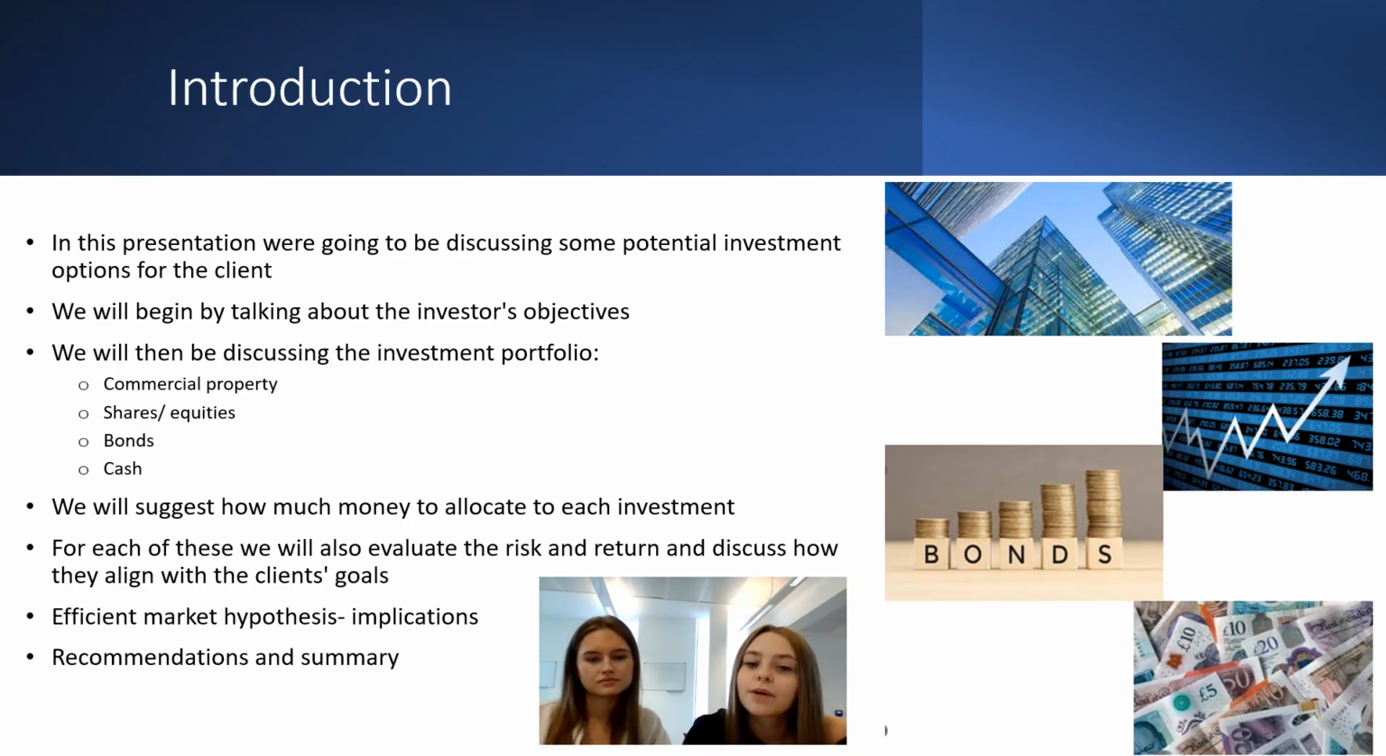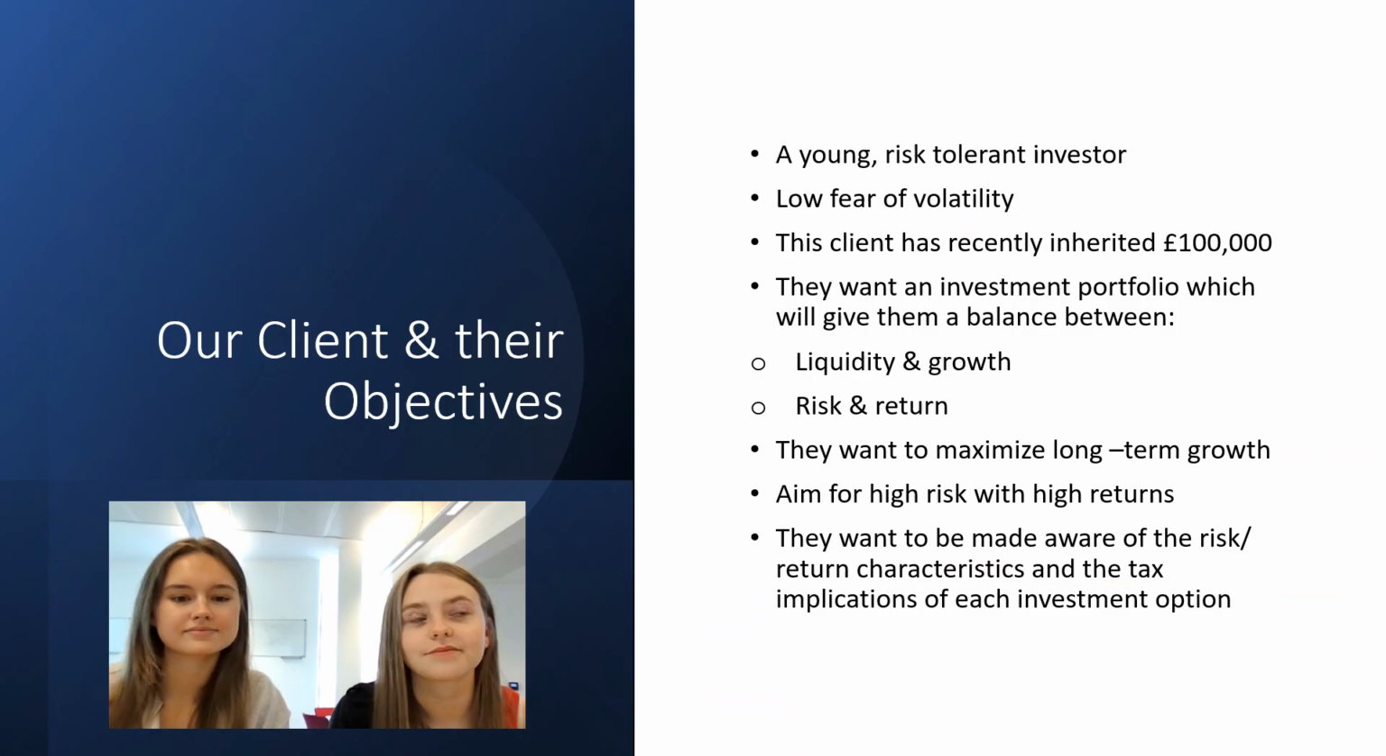In this presentation, we're going to be discussing our potential investment options for the client and their objectives. We'll then be discussing the investment portfolio, which is made up of commercial property, shares, bonds, and cash. And we'll discuss how much we think they should allocate to each of their investments. For each of them, we'll also evaluate the risk and return and how they align with our client's goals. We'll also be discussing efficient markets hypothesis further along in the presentation.